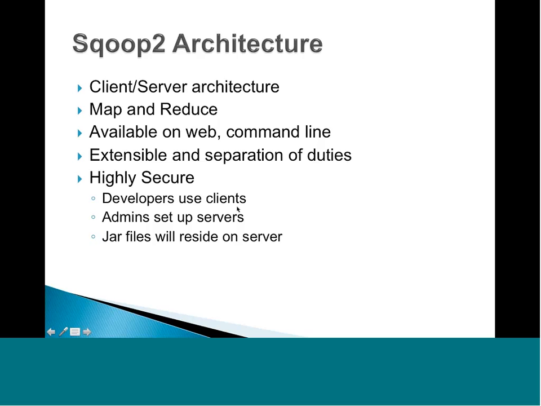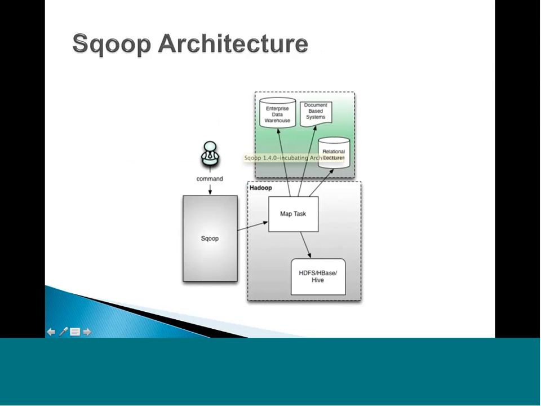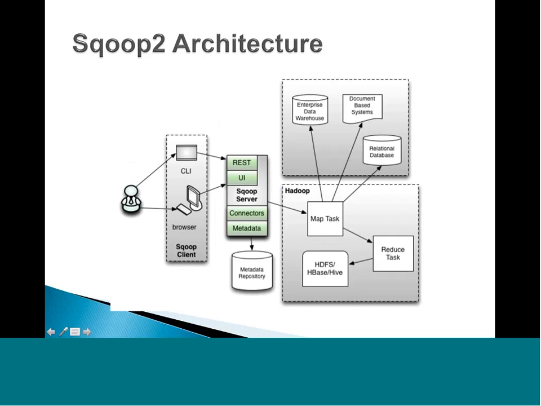It is highly secure. Developers use clients, admin set up servers, and jar files also will reside on the server. Whereas in Sqoop1, wherever you have the Sqoop client, you have to have the JDBC jars. Whereas here, only the server needs to have the JDBC jars, and the client need not have. So you can have a firewall between this one and this one, and open only the port where the client can communicate to the Sqoop server. And then developers or production support guys can actually submit the jobs, which will use the information that is there on the Sqoop server.